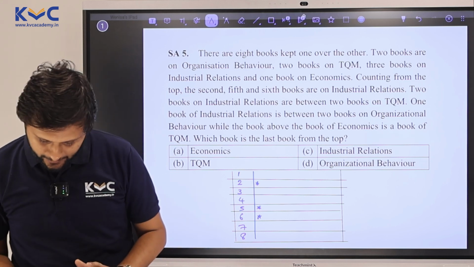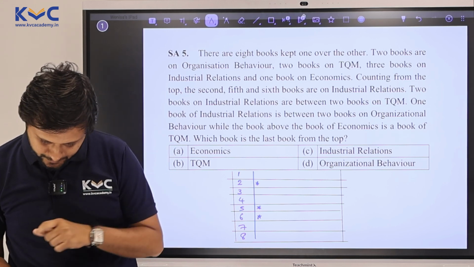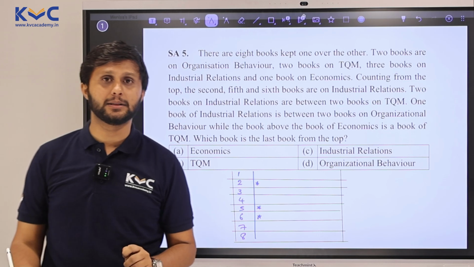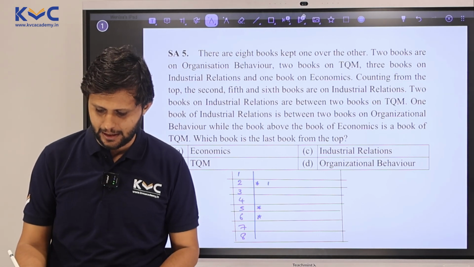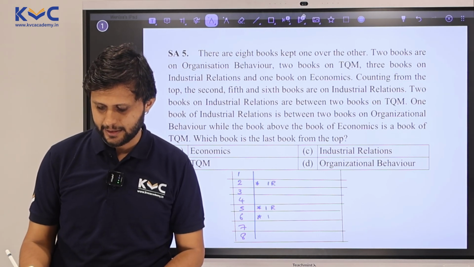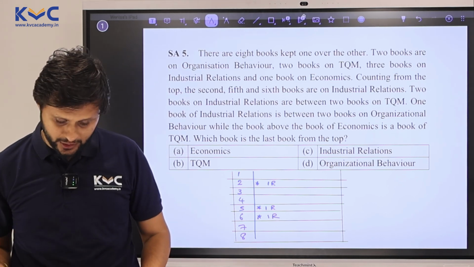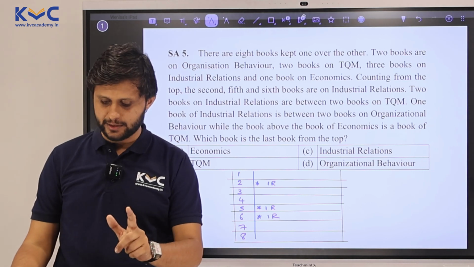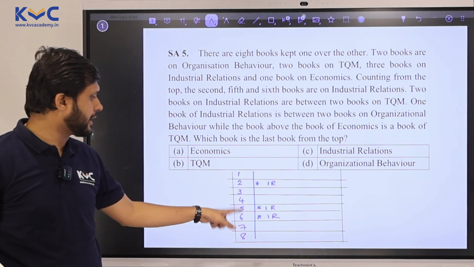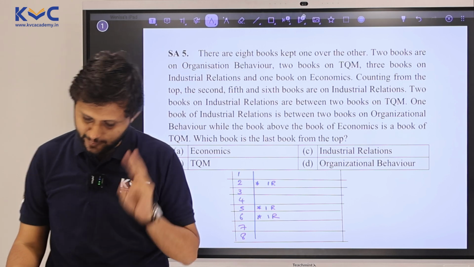Which book do we have over there? We have industrial relations. I think we can write it as IR. I'll put IR against that star mark. Done. Now what do we have? Other conditions. 2 books of industrial relations. That is 5 and 6. Only those 2 are together, no? Okay. 5 and 6, 2 books of IR.